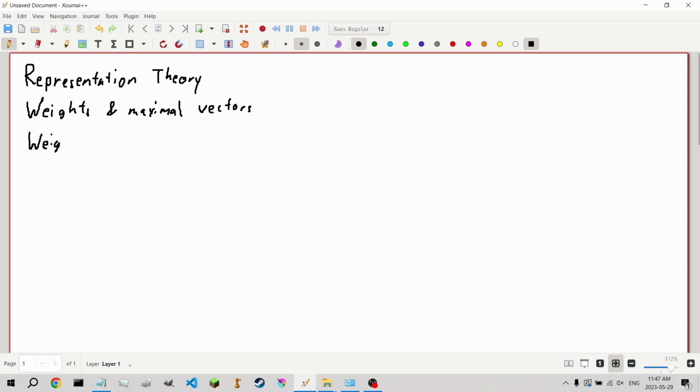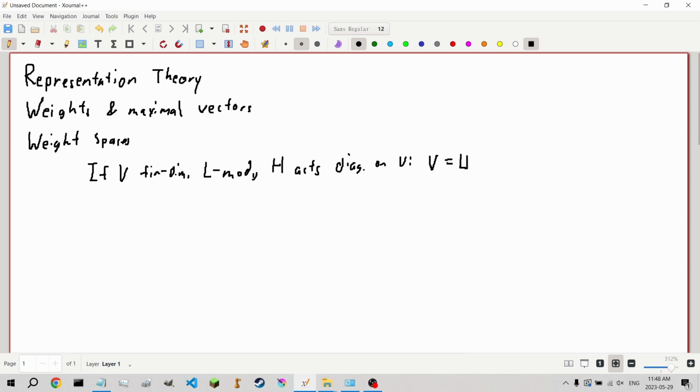And the first topic is weight spaces. If V is a finite dimensional L module, where L is our semi-simple Lie algebra with a Cartan subalgebra H, root system Phi, base Delta, Weyl group W, all that fun stuff, then we saw in a previous theorem that H, our Cartan subalgebra of L, acts diagonally on V. So V is the union of V lambdas, lambda in H star.